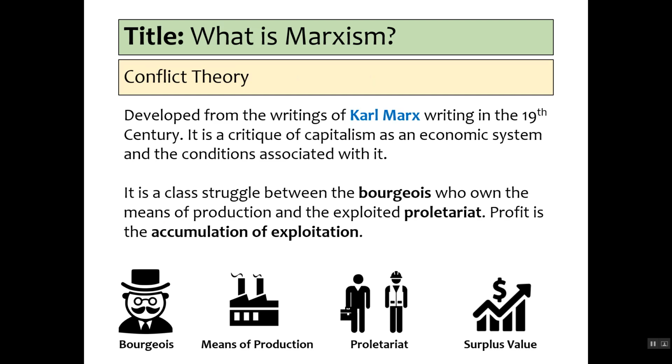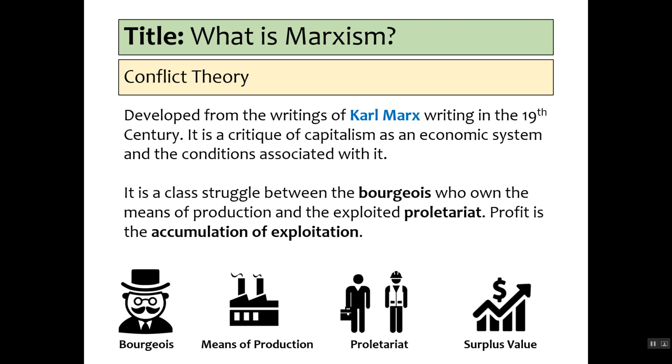So it starts with the development of the writings of Karl Marx, who's writing from about 1840 to about 1870 in the 19th century. It's very much based around the expansion of capitalism at the end of the Industrial Revolution as an economic system and the conditions associated with it. Now, if you look at the time that he's living in, there's mass exploitation due to the factories and the type of conditions that people are living in.